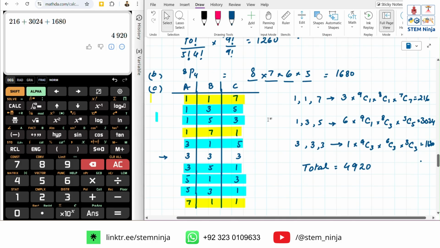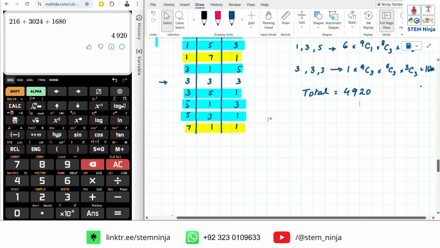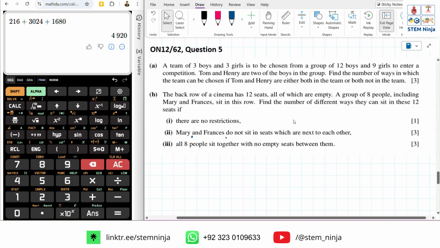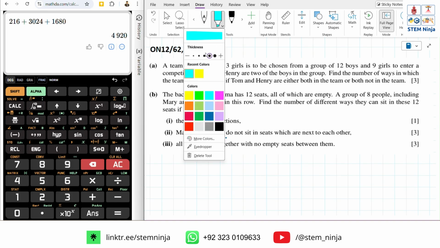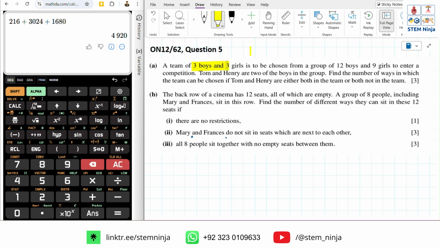And that's about it. All right, so let's move on to the next question. A team of 3 boys, 3 girls is to be chosen from a group of 12 boys and 9 girls to enter a competition. Tom and Henry are 2 of the boys in the group. Find the number of ways in which the team can be chosen if Tom and Henry are either both in the team or both not in the team.